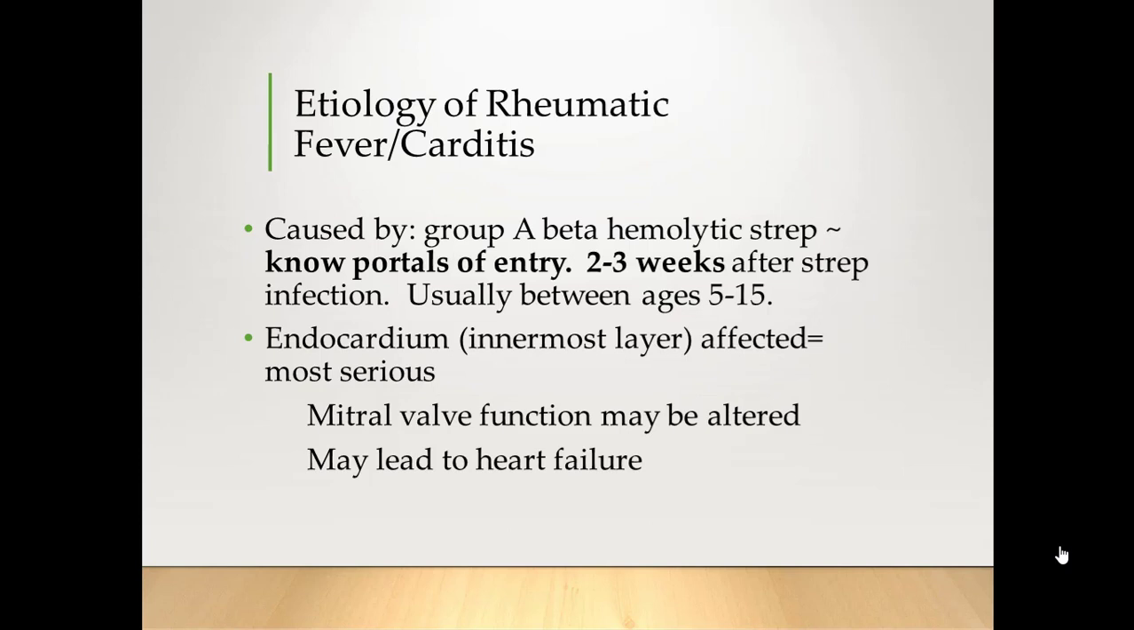So rheumatic fever, which causes carditis, is actually caused by group A beta hemolytic strep. Generally, a person has a strep infection, and a couple weeks later they may have this rheumatic fever. Generally, this happens in the teen years, or 5 to 15.